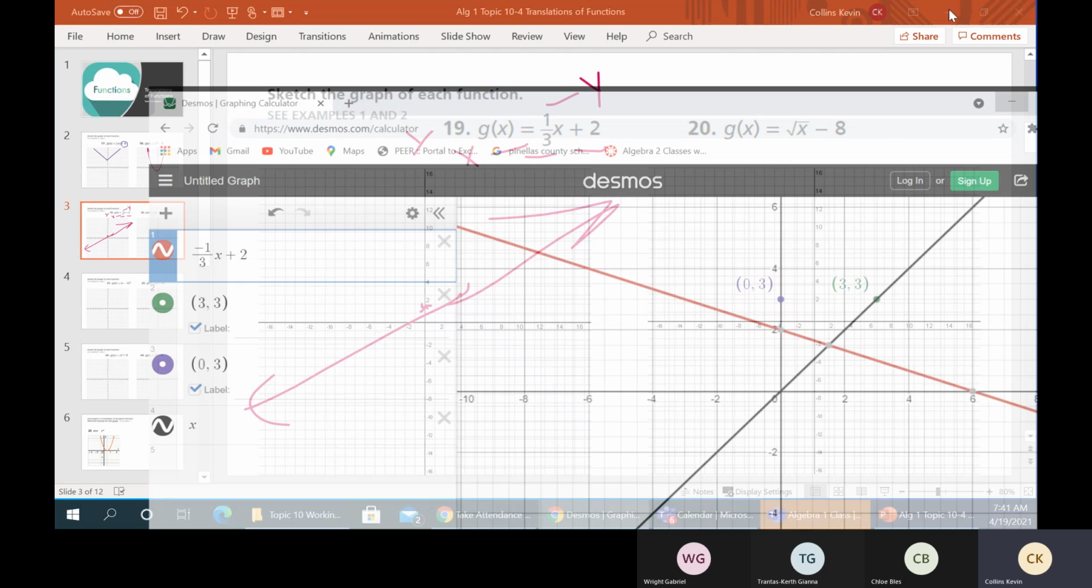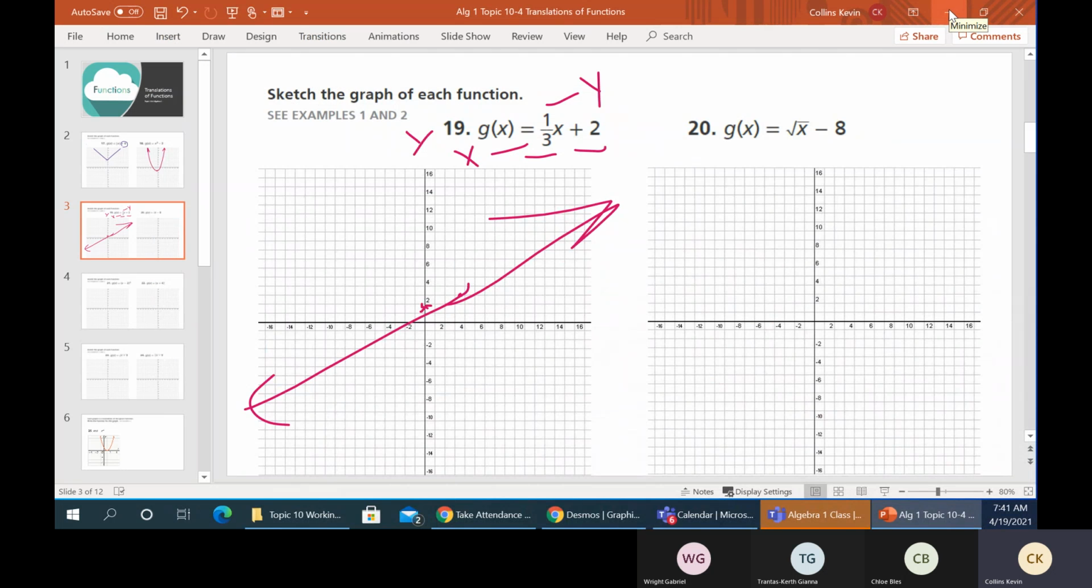All right, so let's check out the next guy. Now this is a square root. Holy mackerel. What do we do with that guy? Let's talk about what a square root function looks like. So first things first, when we're talking square roots, can you have a negative square root? Can we take the square root of a negative number? What do you think? Yes or no?